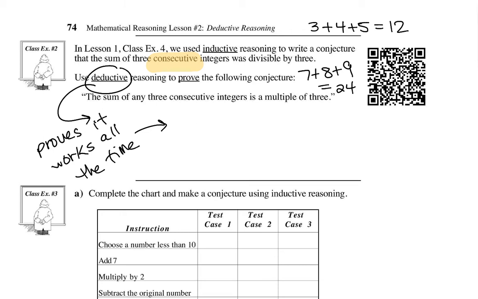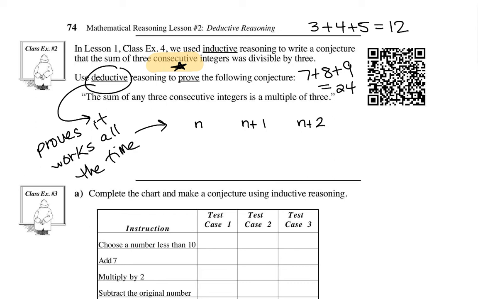So how could you write 3 consecutive numbers? This is something you also must understand. For this, put a star by consecutive, and you have to know how to do this. n, n plus 1, and n plus 2. How would I get the next one? n plus 3. And the next one, n plus 4. Just try it. Like what if n was 3? That would be 3, this one would be 4, and this one would be 5.